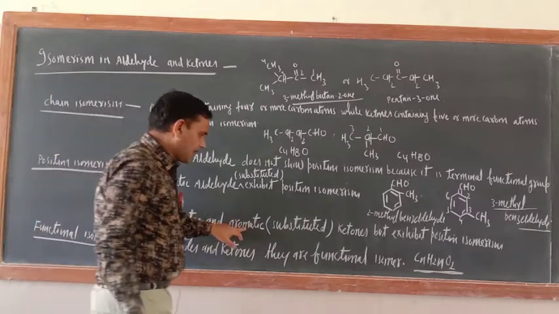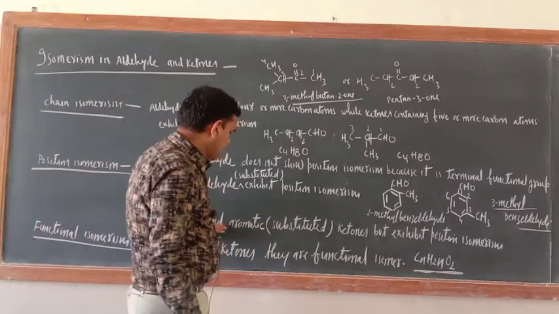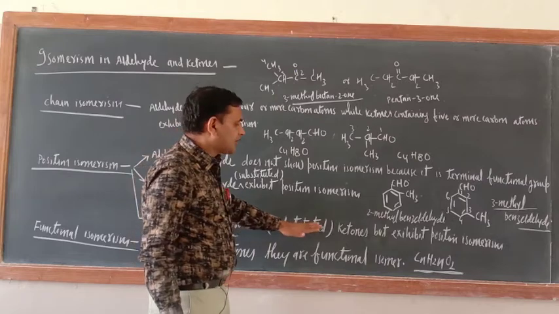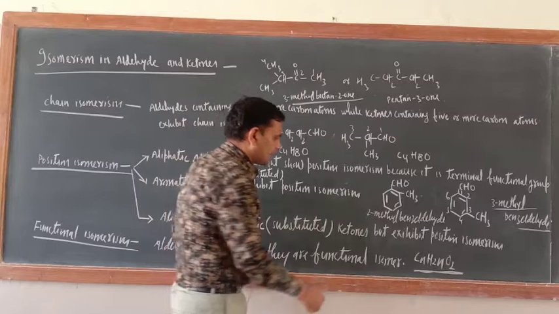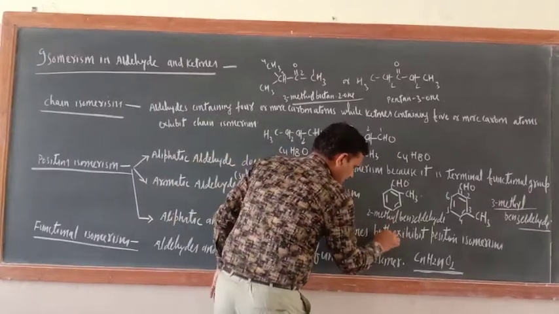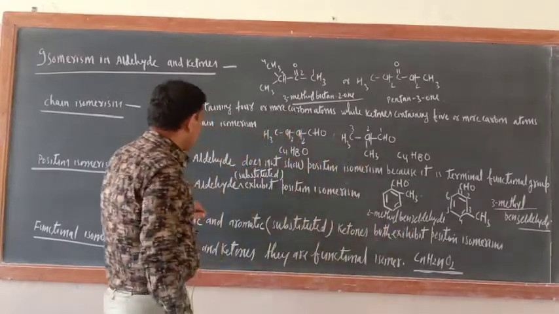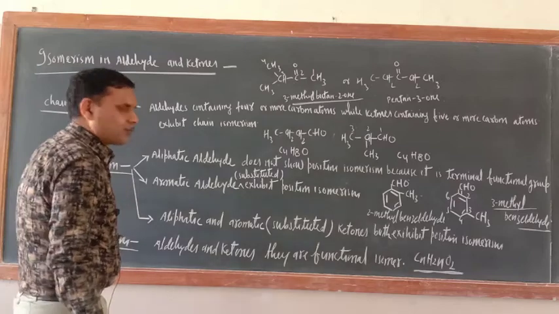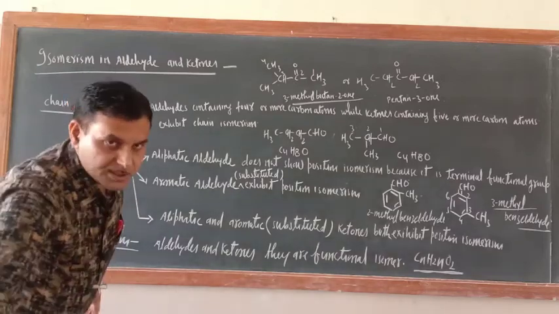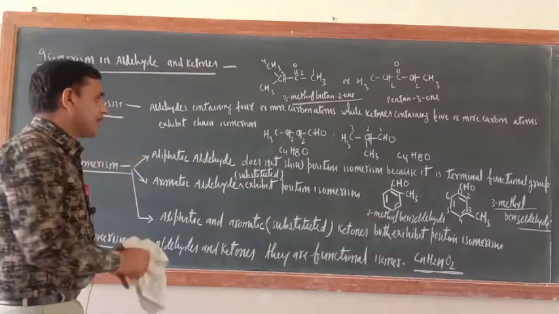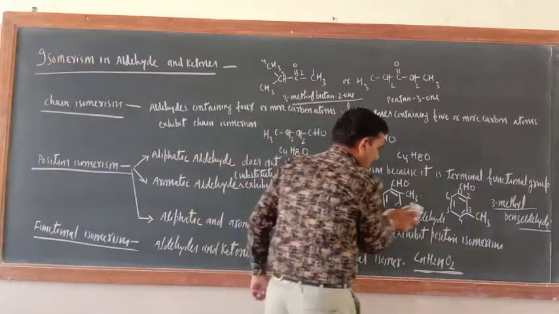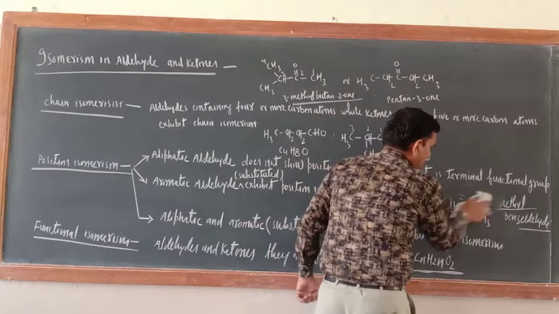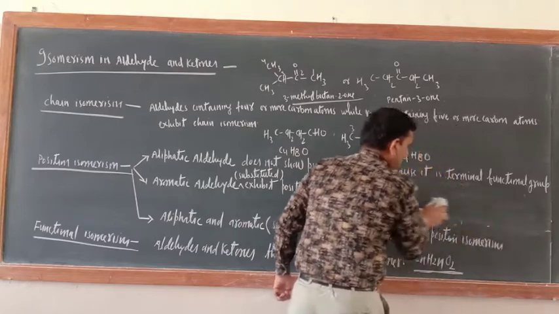Aliphatic and aromatic substituted ketones both exhibit position isomerism. Just see, in the case of ketone, position isomerism would be there because CO is the group which comes in between the chain. I will rub this one and explain position isomerism in ketones here.